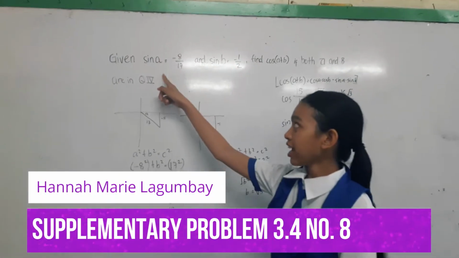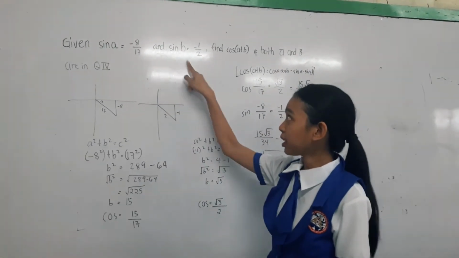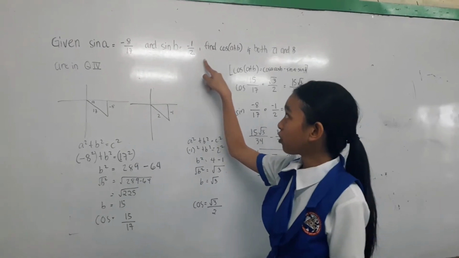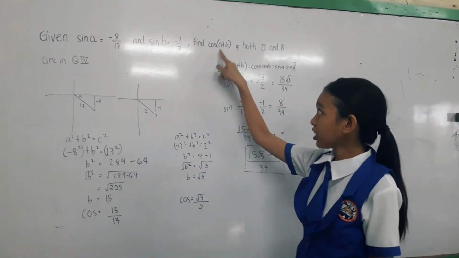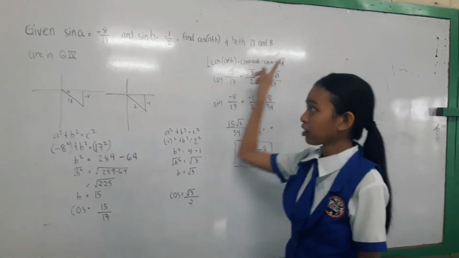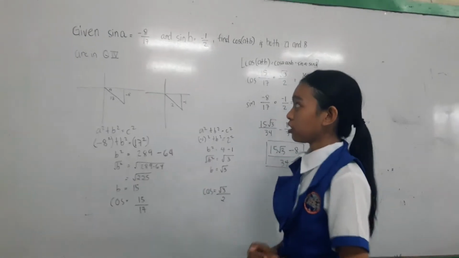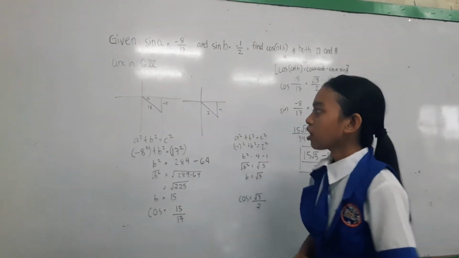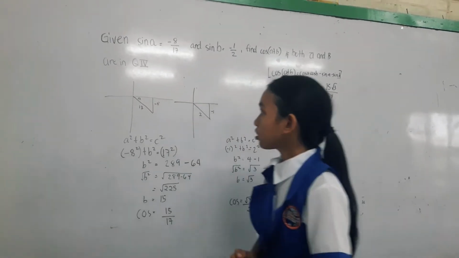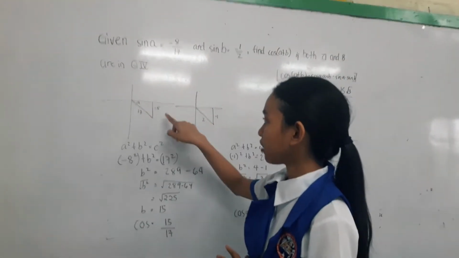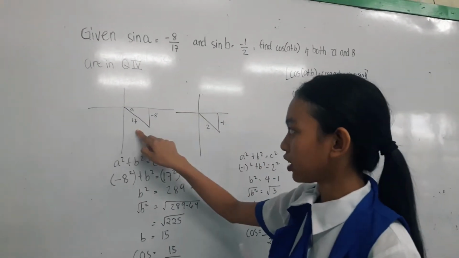Given sine alpha is equal to negative 8 over 17 and sine beta is negative 1 over 2. Find cosine A plus B if both A and B are in quadrant four. So to illustrate the given, I've made this illustration. So the opposite is negative 8, so this is negative 8 here. And then the hypotenuse is 17.